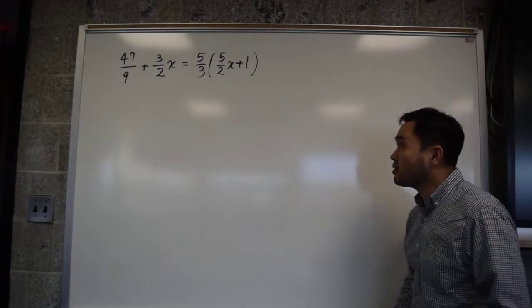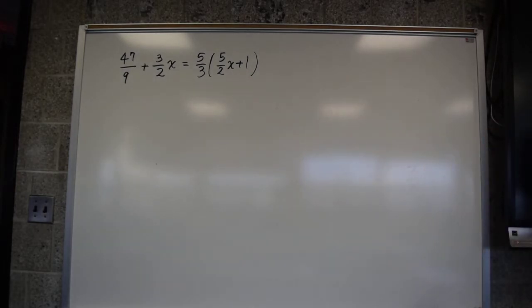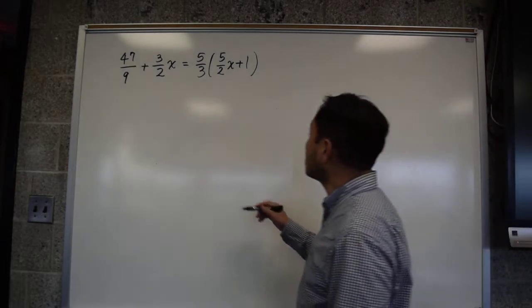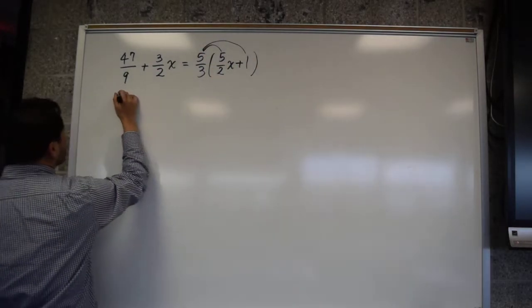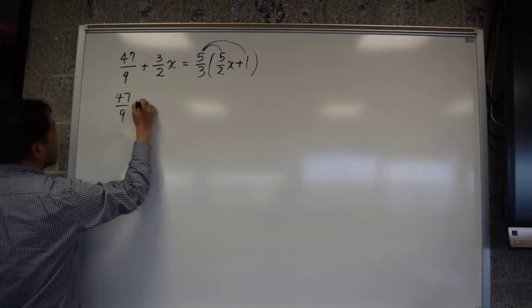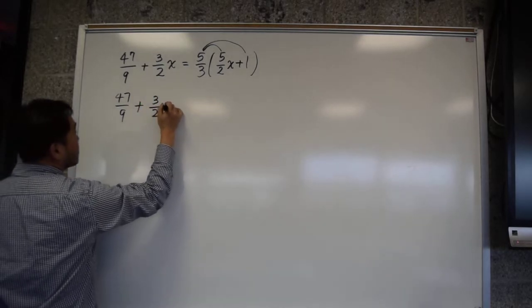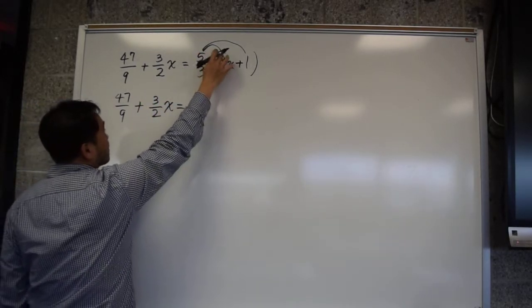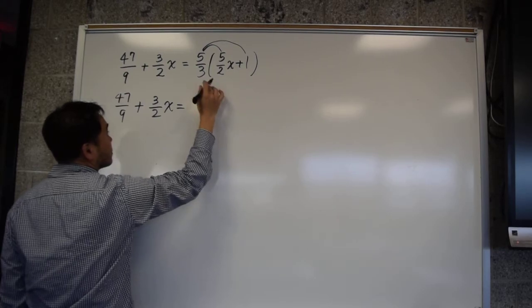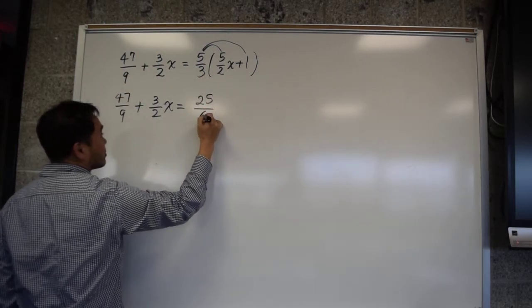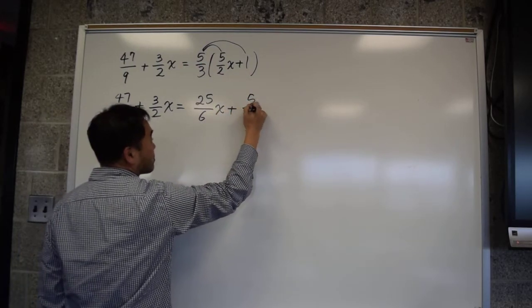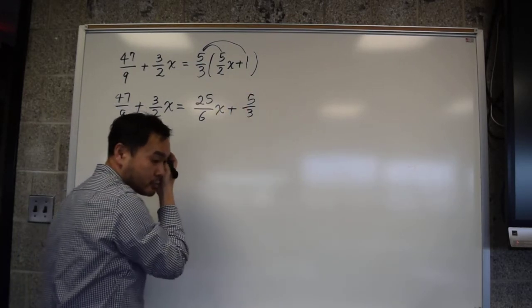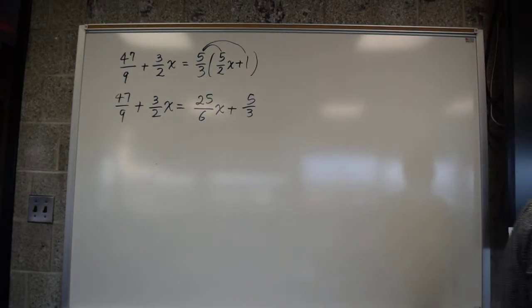Here's a linear equation with lots of fractions. This should be distributed, so let's do that first. Five times 5 is 25. 3 times 2 is 6. 1 times 5 over 3 is 5 over 3. So this is the equation that you have.